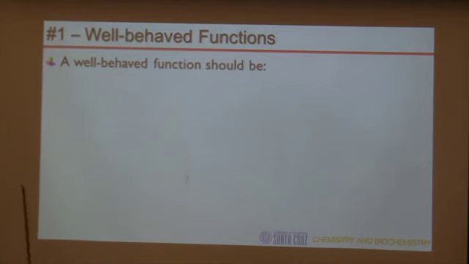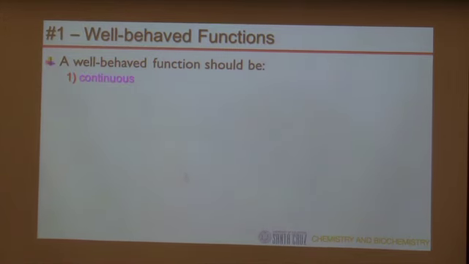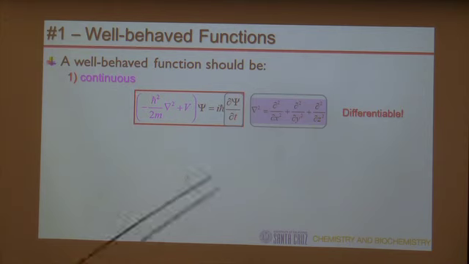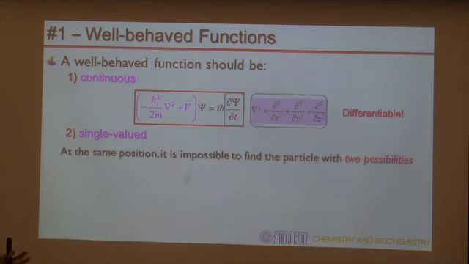And the last thing is postulate 1, which defines a well-behaved function. A well-behaved function should satisfy all the requirements. There are 3, and we make it 3.5. The first one is that it should be continuous. Because the Schrödinger equation involves differentials, the function must be differentiable. And we know in math, if a function is differentiable, it is continuous. The second one is single value, in order to be a function. At the same position and at the same time, we cannot find a particle with 2 different probabilities. It must be 1 probability.